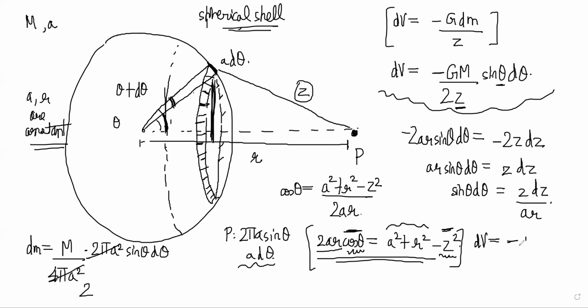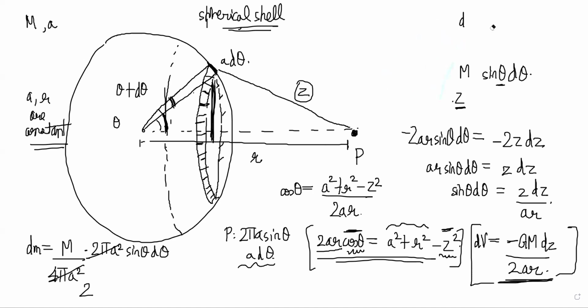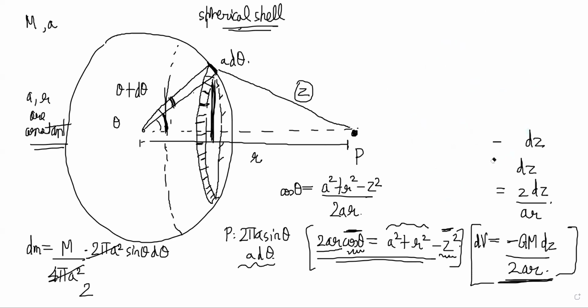We'll say dV is minus GM. Instead of sine theta d theta, I'll say z dz by ar, divided by 2z. So you get GM dz by 2ar. This becomes our expression for potential. Now the only thing that is changing is z. Now I have to integrate this expression in different situations to get the value of my potential. So this is the common result that we have gotten, and now we have to integrate for two cases. Case one is when the point is outside, and case two is when the point is inside the shell.